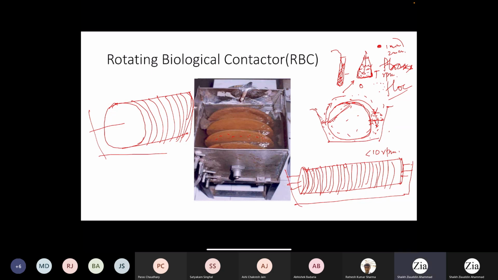So when we talk about suspended cells, that means we are talking about individual cells, or maybe clumps of cells, that are suspended in the liquid.